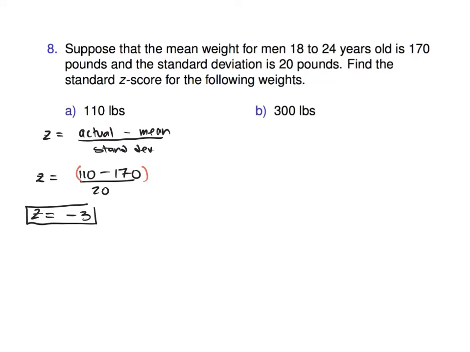Now, tell me, is this person unusually light or unusually heavy, and how can you tell? Unusually light. So the light part comes from the fact that it's negative. He's below average, right? How do you know he's unusually light? He's 3 standard deviations away, or 3 standard deviations below the mean.